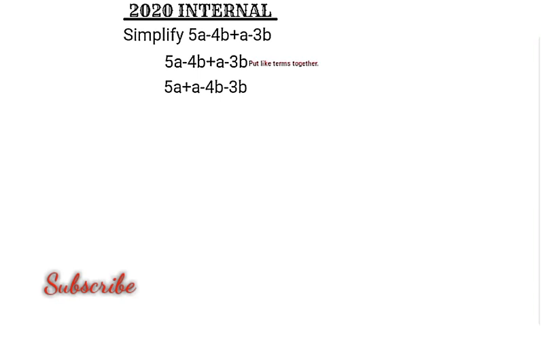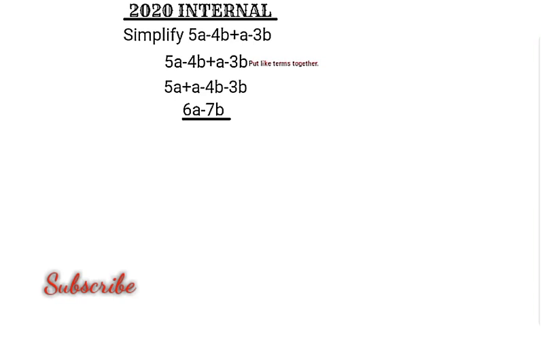So I'm going to now work out the expression. We have 5a plus a, which gives us 6a, and then negative 4b minus 3b, which gives us negative 7b. As you can see, there are no like terms among these two different terms, so we have simplified the expression, and that is the answer. Note that there are a lot of questions which come from algebraic expressions.